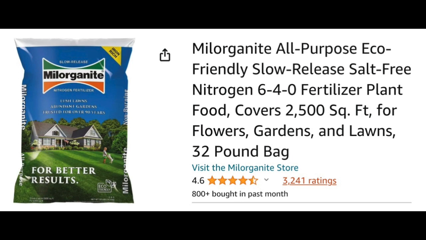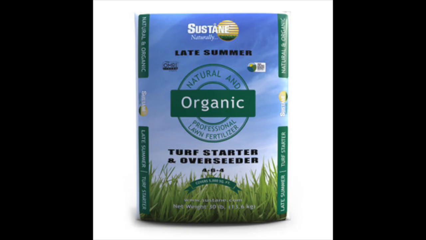But Milorganite's a nice option. Sustain makes some really high quality organic fertilizers, which are great, all of which are slow release. So in the event that you do want to use a nitrogen-based fertilizer, those are some things to keep in mind.